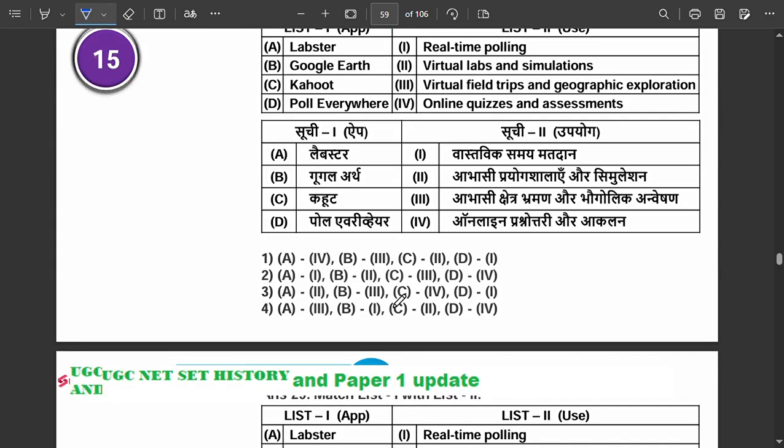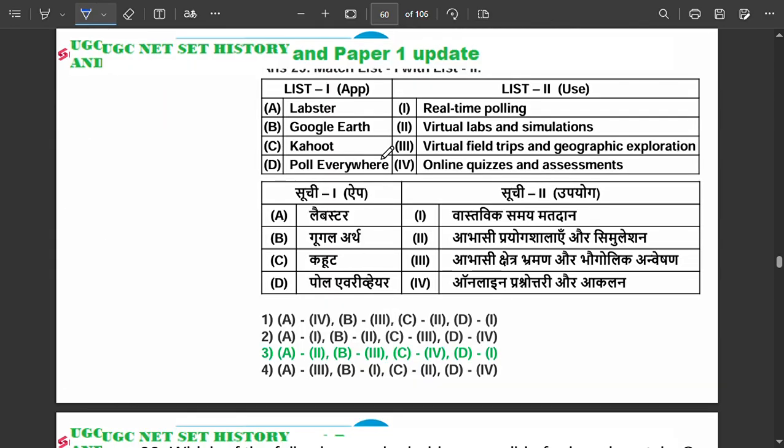Next question, match the following. Labster A2 is virtual lab and simulations, and B3 Google Earth is a virtual field trip and geographical exploration, and Kahoot C4 is an online quiz and assessment, and Poll Everywhere T1 is real-time polling. So option number 3 was the correct answer.